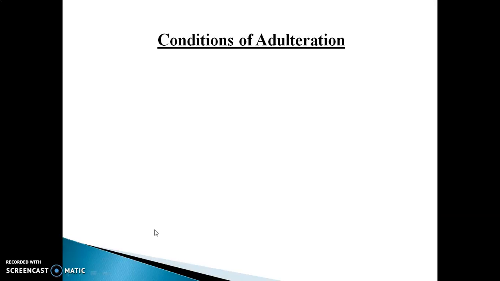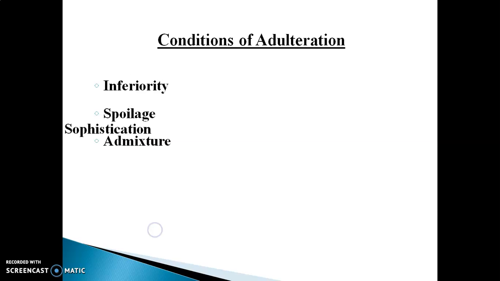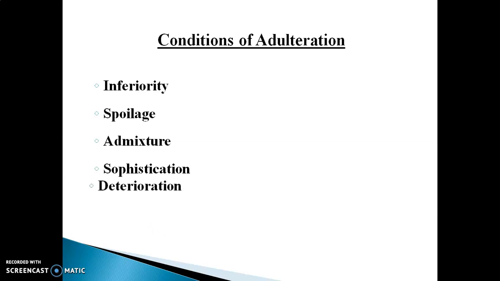Then the conditions for adulteration. It includes inferiority, that is the inferior varieties are generally used; spoilage, that is the spoiled varieties of the drugs are used; admixture, that is mixing with low quality drug; sophistication, that is again low quality drug but made properly so that it has a better appearance; deterioration, that is the decomposition of the components will occur; and substitution, that is the complete replacement with the substandard variety. So these are the conditions required for adulteration.